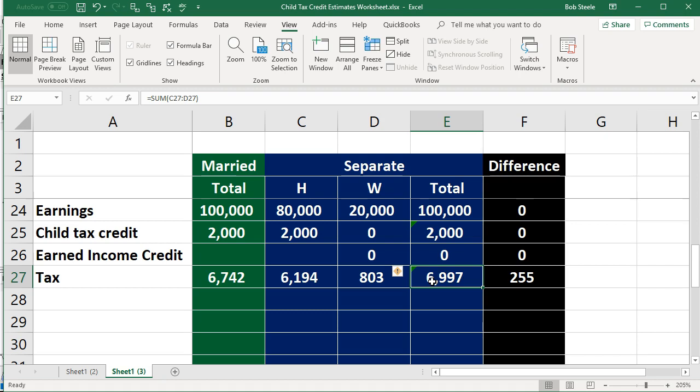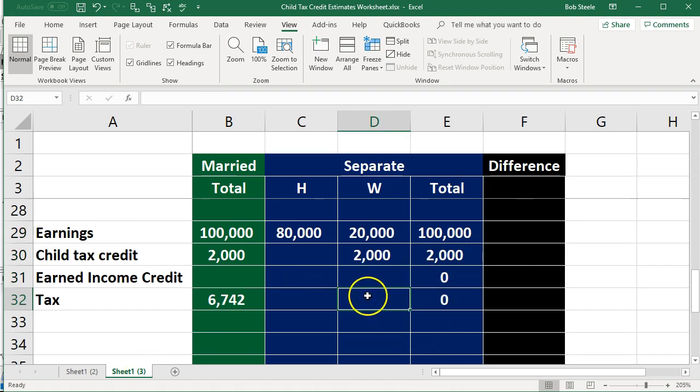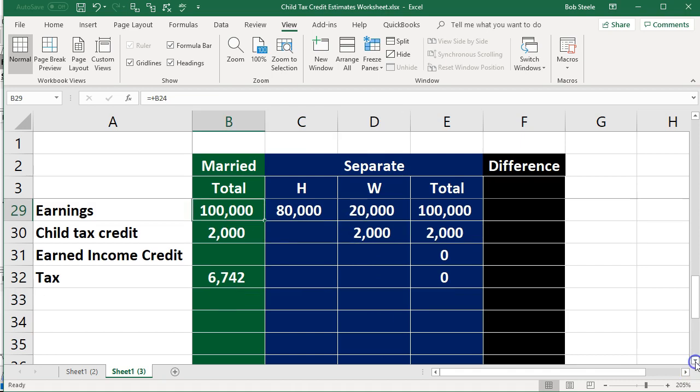So let's run this scenario and see it the other way. Now we'll look at our next example. Now let's imagine that we had the 80-20. So here, same starting point, the 100,000. We had the 80-20, but now we're saying, what if the child was over here on the 20 side on the separate returns? What would be the difference there?